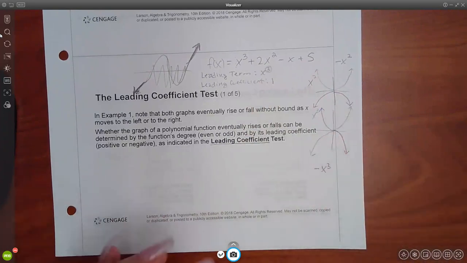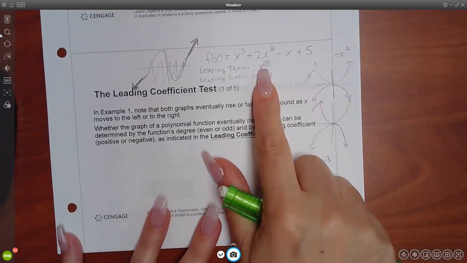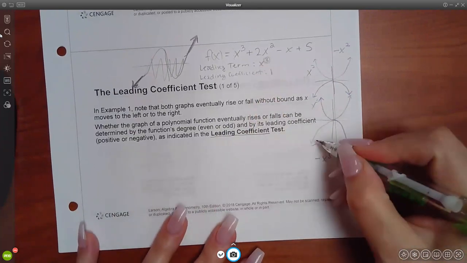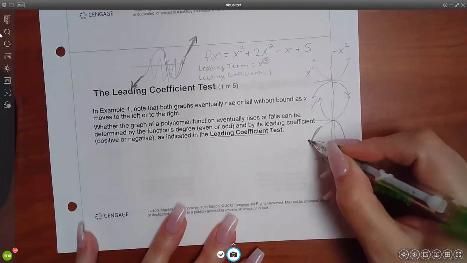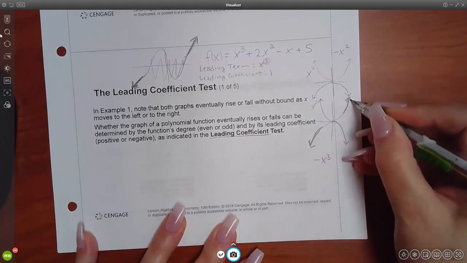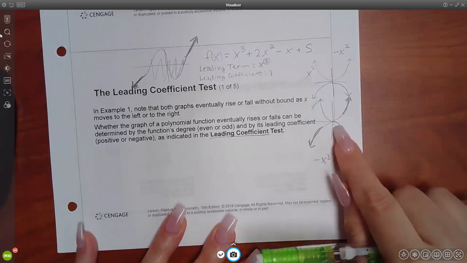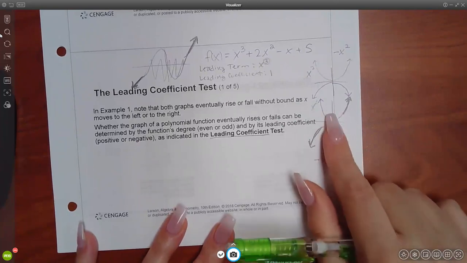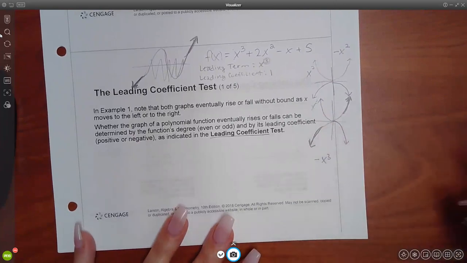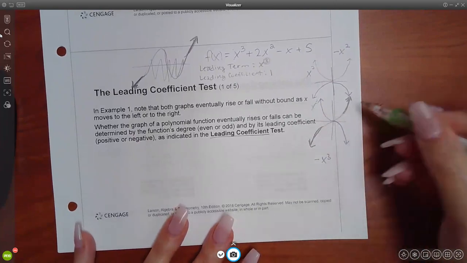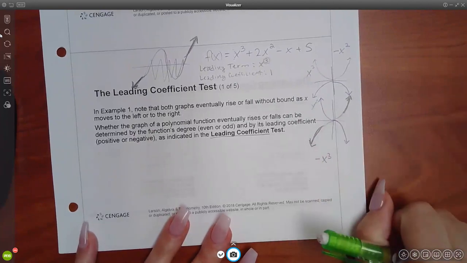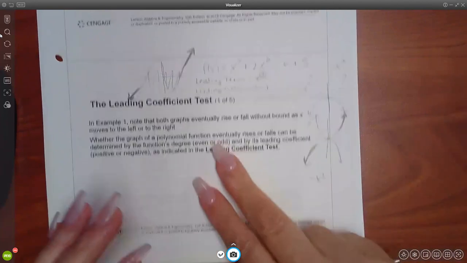That coefficient is gonna tell me whether it's going up to the right and down to the left or the reverse, okay? Since I have a cube and my leading coefficient is positive, my ends are gonna look like this one, right? I just don't know what's gonna happen in the middle, okay? I don't know where the x-intercepts are. I don't know where the y-intercept is. I don't know any of that information to be able to graph the middle, okay? But I can tell you what's gonna happen on the ends, okay?